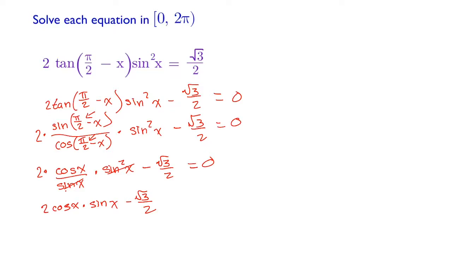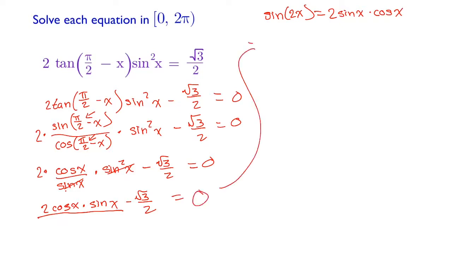So now if you remember, this 2 times cosine times sine is basically the double angle formula for sine. So sine of 2x is equal to 2 sine of x times cosine of x. And so that allows us to then substitute this back in. So we have sine of 2x is equal to, we're going to bring the square root of 3 over 2 over, since we just simplified this entire function to one trig function.